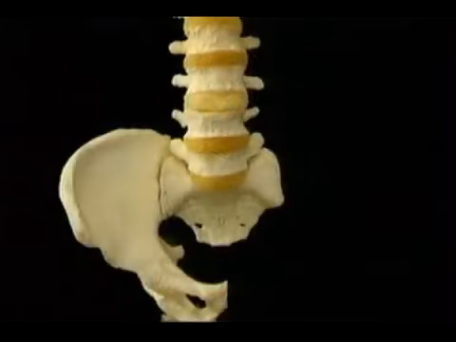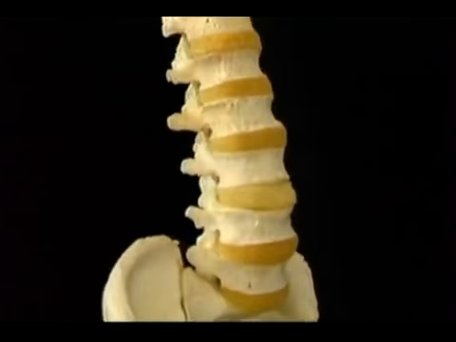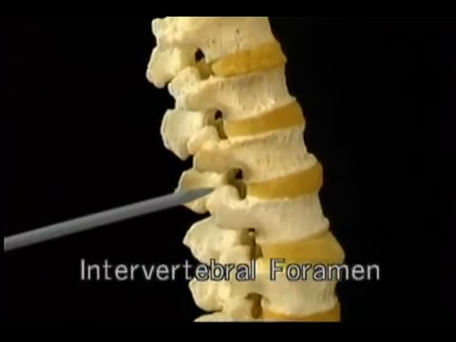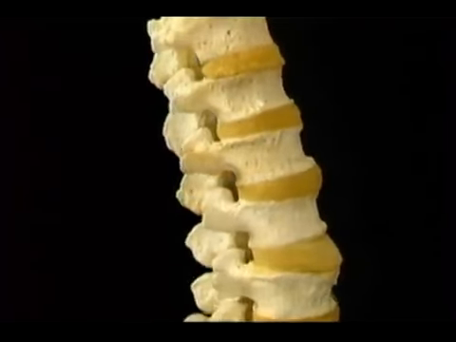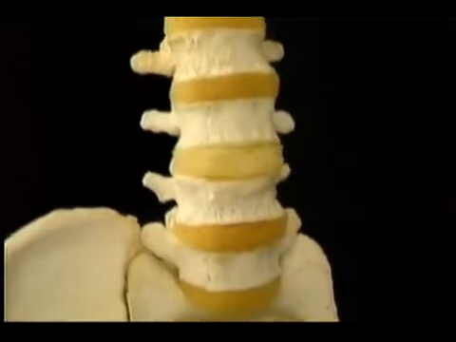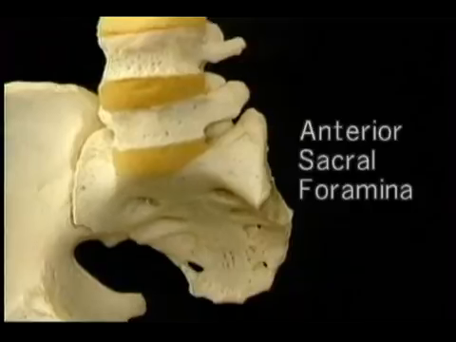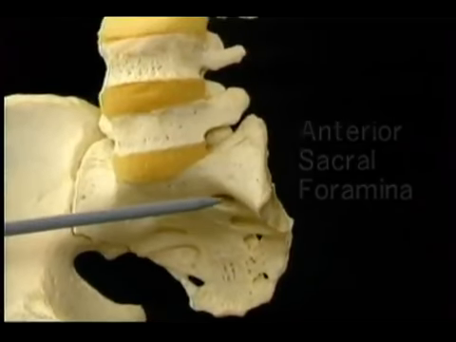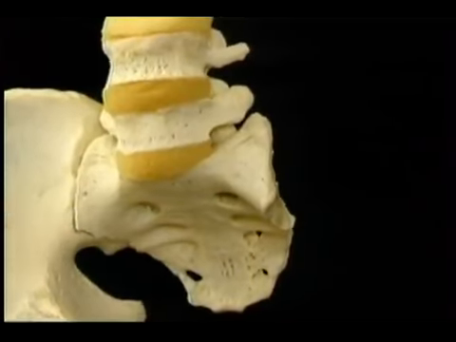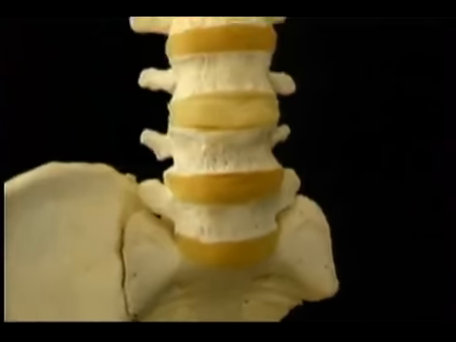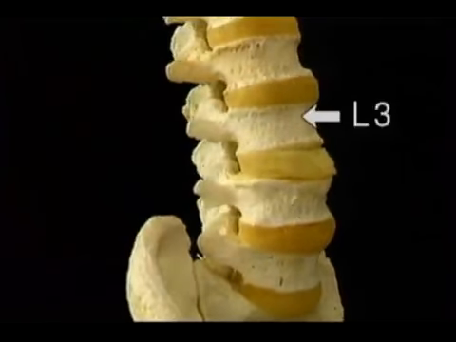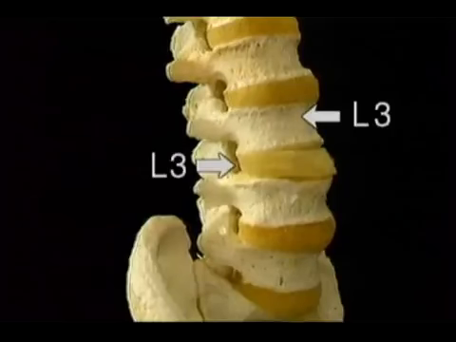To see where these arise, let's take a look at the lumbar spine and the sacrum. Below each vertebra, there's an intervertebral foramen. An anterior ramus emerges through each foramen. The anterior rami of the sacral nerves emerge from the anterior sacral foramina. Each anterior ramus is numbered according to the vertebra or the sacral segment that's above it. Here's the third lumbar vertebra. Here's where the L3 ramus emerges.